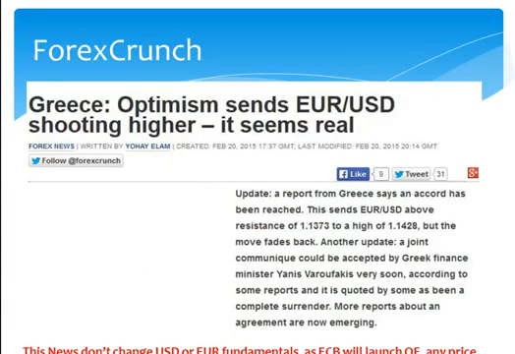If we see the recent headline, today's headline on Forex Crunch: Greece optimism sends euro dollar shooting higher. It seems real, so there is a talk between European Central Bank officials and Greece, and they are coming to some solution. So at this sort of specific news, the price of euro dollar will increase. But this will give us a better opportunity to enter sell positions, because this specific news doesn't change any fundamental of the USA or Europe. So both currencies are going in the same direction. So this will provide the best option to short euro dollar.